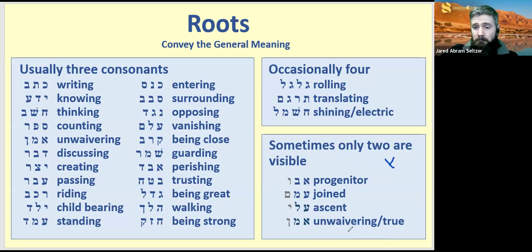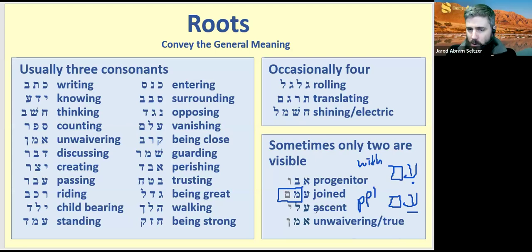How about if a root has the second and third root letter, what if they're the same? What you'll notice sometimes is that the third one disappears. Does anybody know the word im or am? Im is with, am is a people, and the root is ayin mem mem, which means something like joined together. Why are people related to the root of joining? Well, because you're one group. You're all joined together. You're a people.